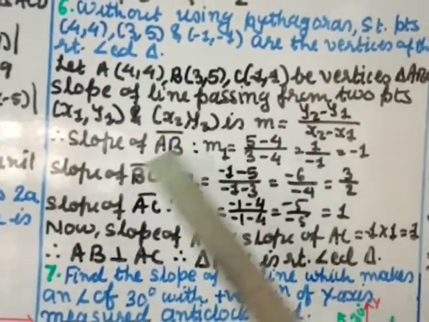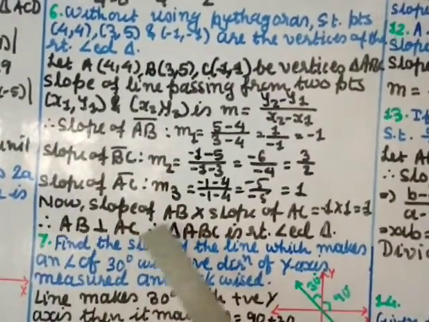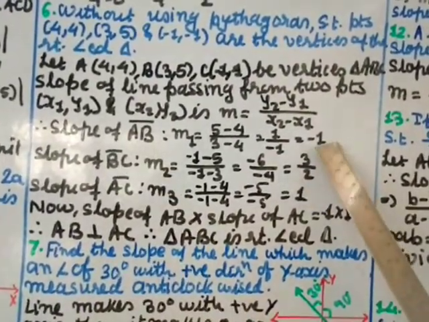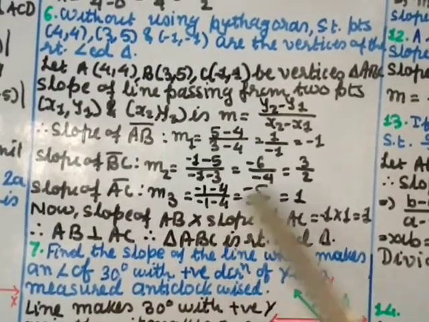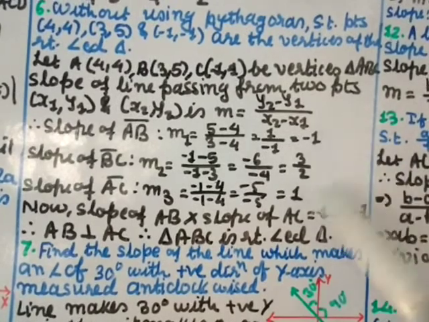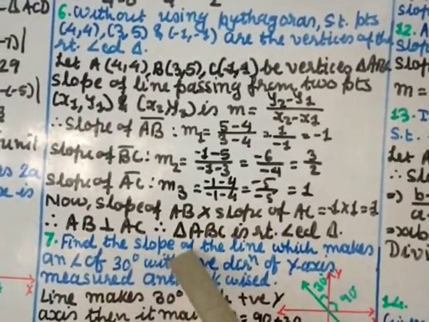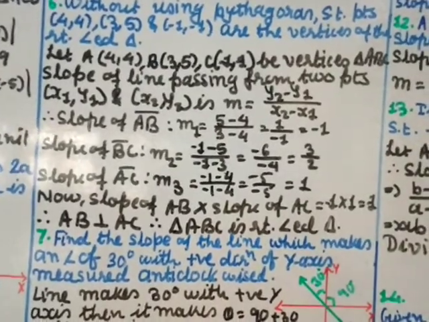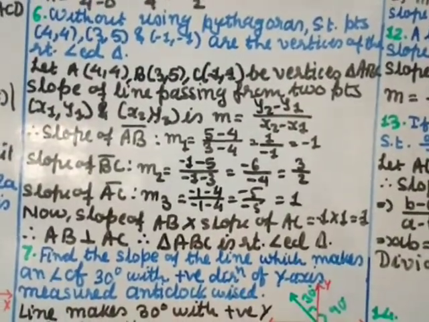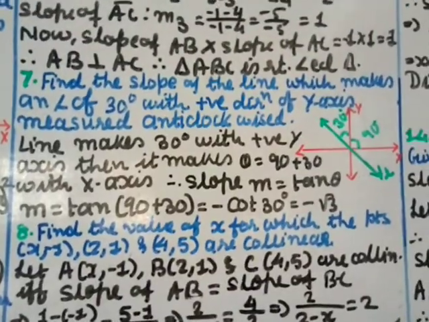Now we can see that if I multiply minus 1 and 1, I get minus 1. So the slope of this line AB into the slope of AC, that is minus 1 into 1, gives you minus 1. So these two lines are perpendicular to each other. Therefore AB is perpendicular to AC. Therefore triangle ABC is a right angle triangle, because we know that if two lines are perpendicular, the product of the slopes is minus 1.